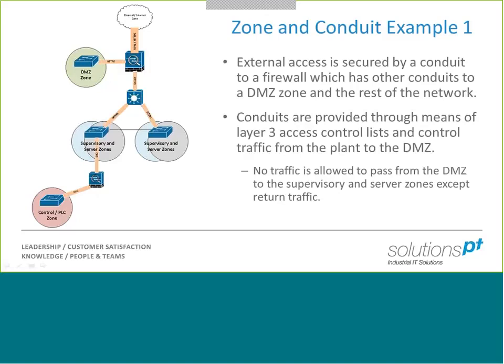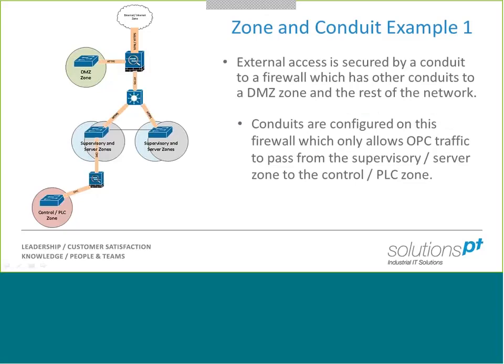And then further down the chain, right at the bottom, we've got our supercritical control PLC zone, and that's secured further by an additional firewall. And all we're allowing through that conduit is OPC traffic. So let's assume we've got a SCADA or Wonderware application server in the server zone. That's then talking to some kind of data gatherer in the control PLC zone through OPC, but absolutely nothing else. No other traffic is allowed through to that control PLC zone. So we've got a highly secure network there.